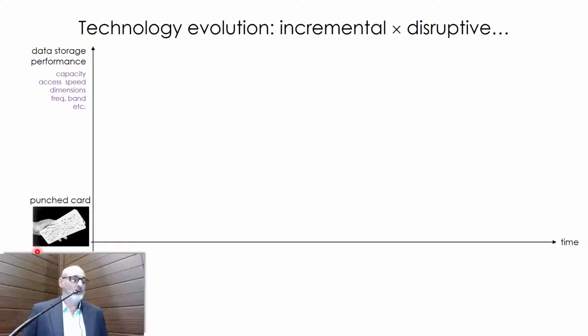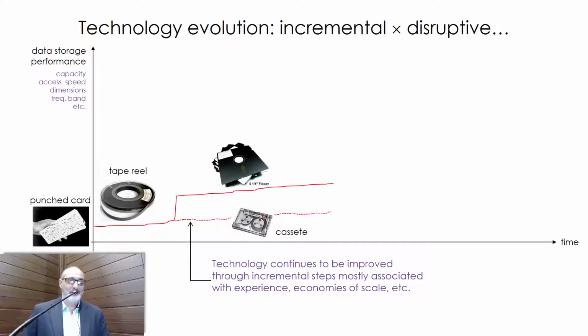Okay, the first, well, my master's thesis is in punched cards. Okay, and then appeared a tape reel. My PhD I started with tape reels and then I moved to the floppy disk. Okay, so the floppy disk is a very, very interesting development of the tape reel. For instance, in terms of access speed.